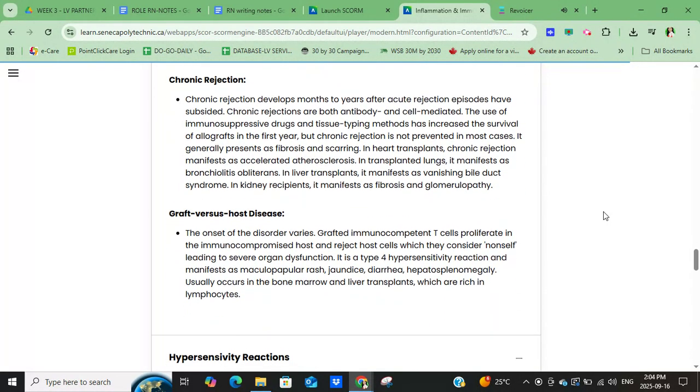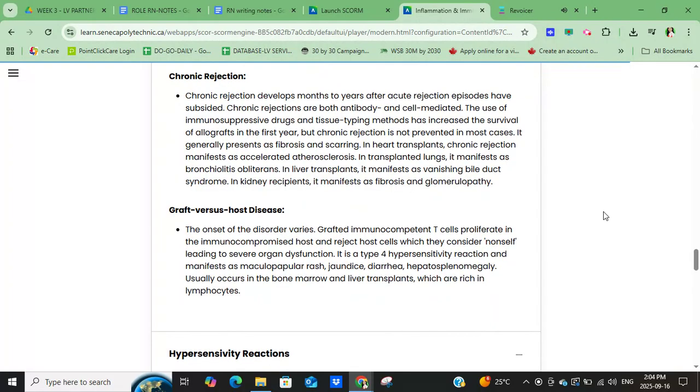Chronic rejection. Chronic rejection develops months to years after acute rejection episodes have subsided. Chronic rejections are both antibody and cell-mediated. The use of immunosuppressive drugs and tissue typing methods has increased the survival of allografts in the first year, but chronic rejection is not prevented in most cases. It generally presents as fibrosis and scarring.